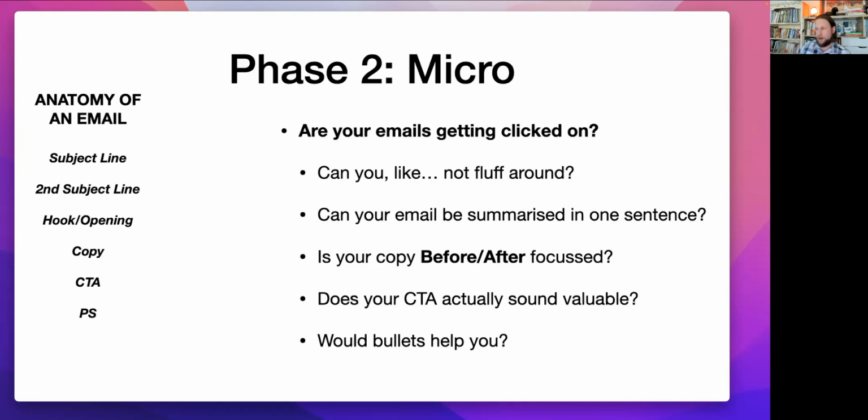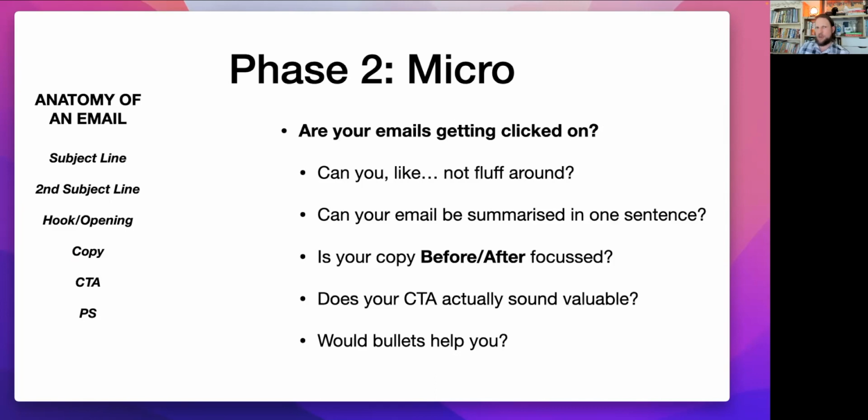Third, like we spoke about earlier, is your copy before and after focused enough? Are you talking about all the things that your audience hates about their life before your product has done its job? And are you talking to them about all the things that they want their life to look like after your product has done its job? And then the final two: does your call to action actually sound valuable? And would bullet points be helpful to you?